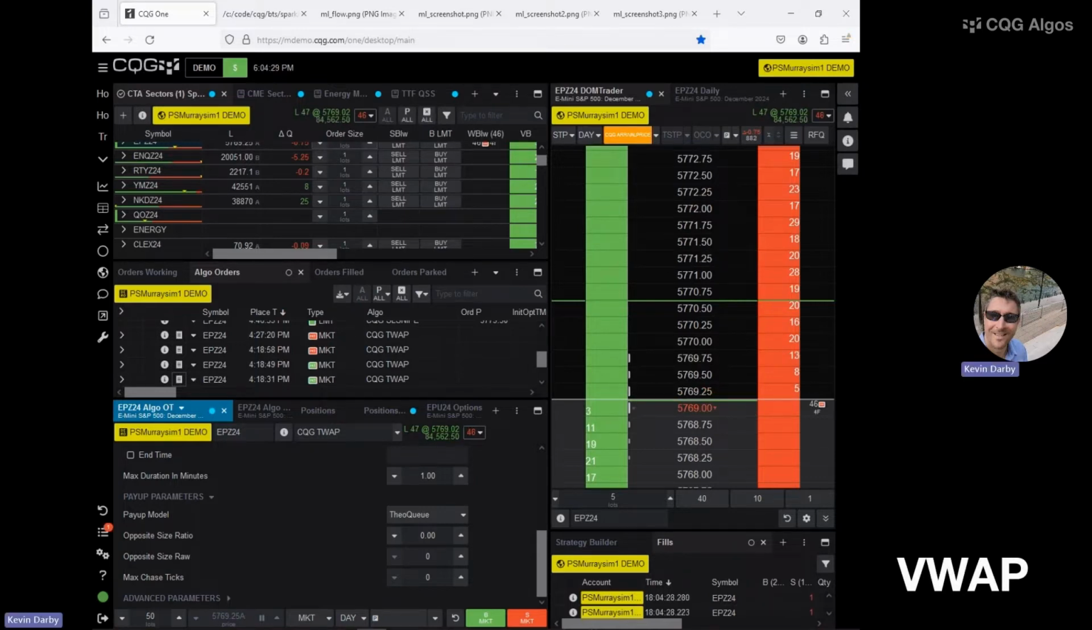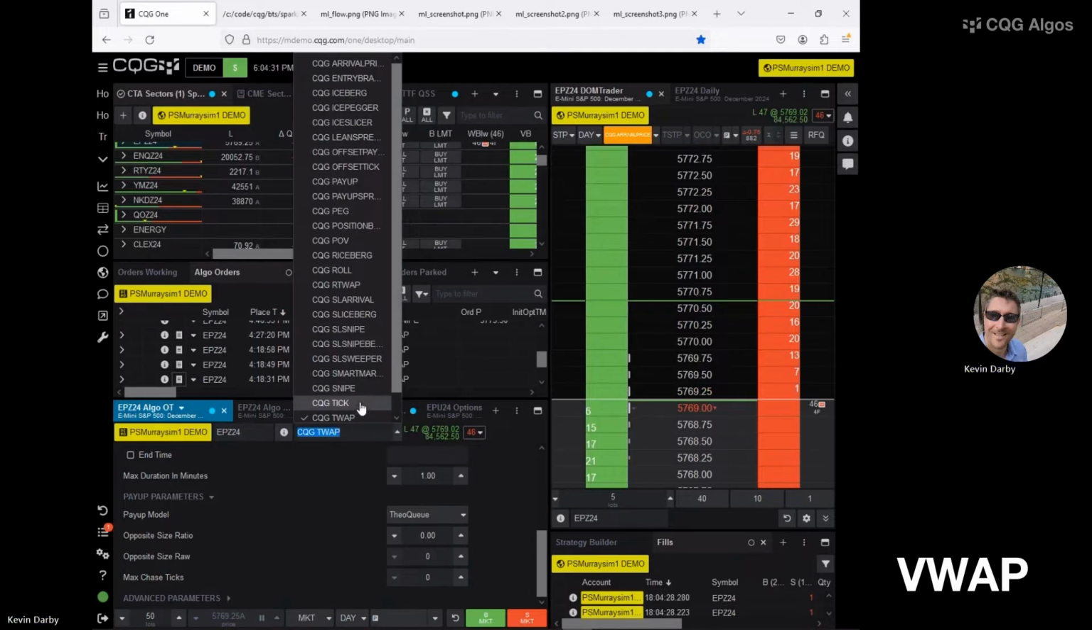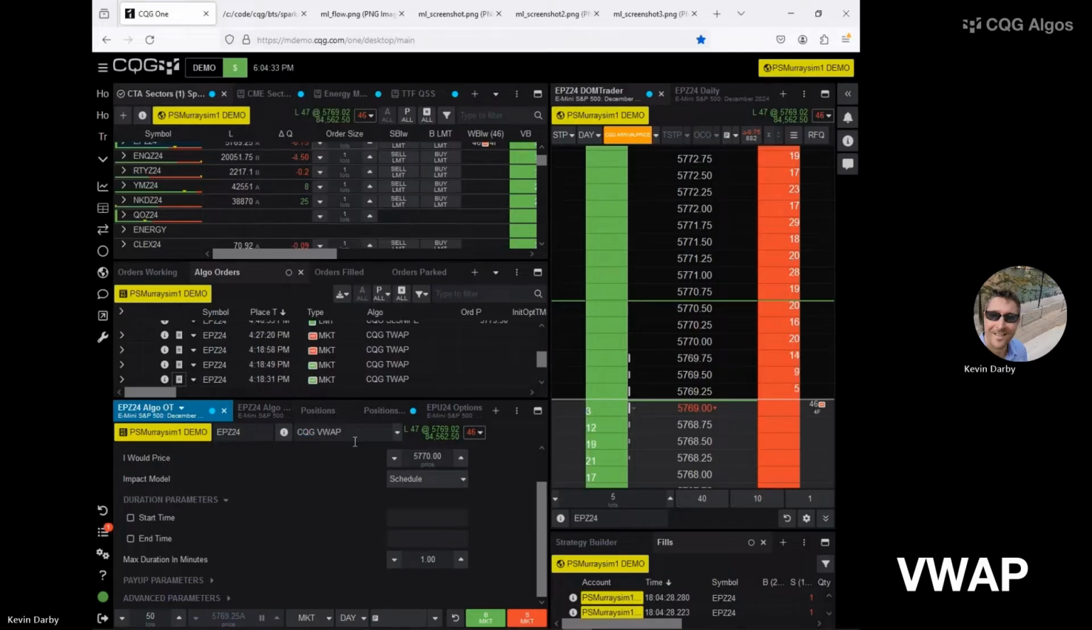Now let's talk about the VWAP algo. VWAP is an algo that lets you trade over a predicted volume distribution. It stands for volume weighted average price. We use historical data to compute a predicted volume distribution and use this curve to size child orders over the horizon of the algo. Here again, we have duration parameters.